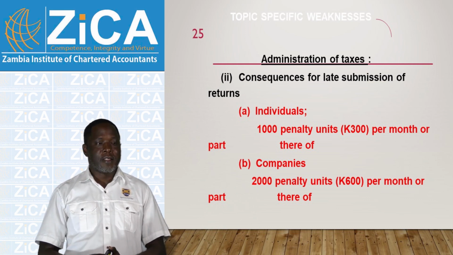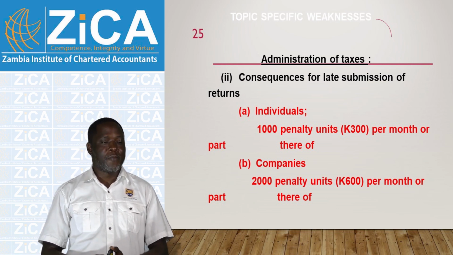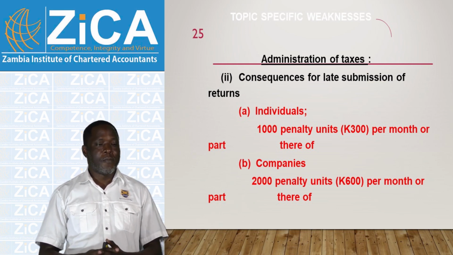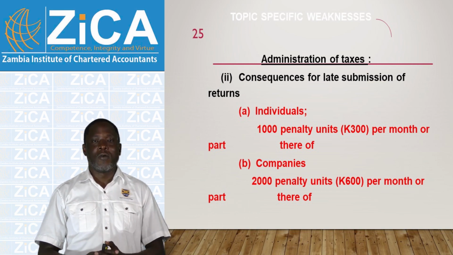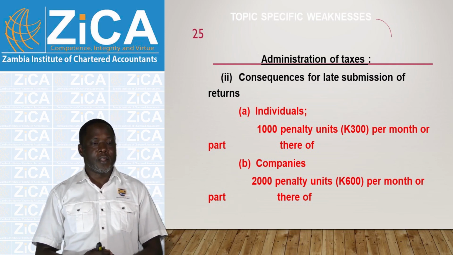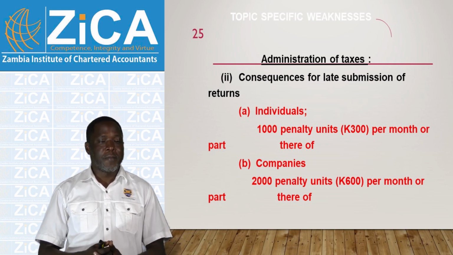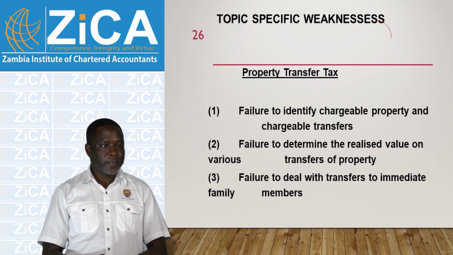If income tax is paid late, there are two consequences. There is a penalty of 5% of the tax due per month or part thereof. Then on top of that, interest is charged on the overdue tax, and the rate which is used to calculate the interest is the Bank of Zambia discount rate plus 2%.